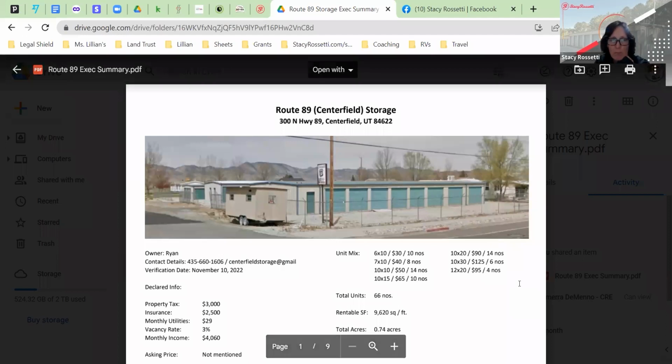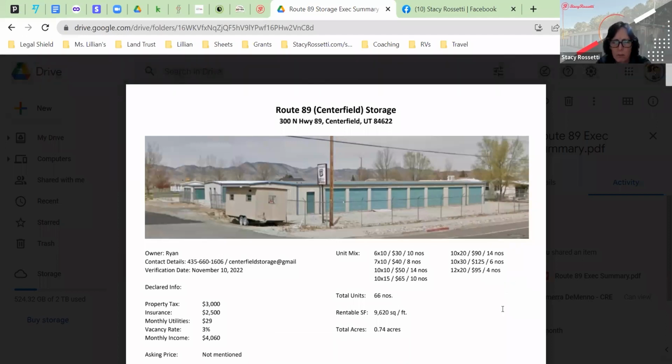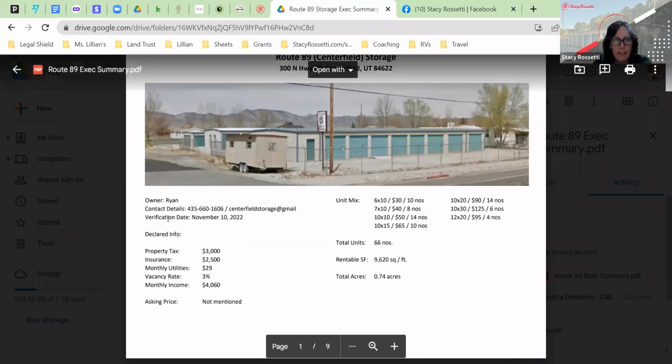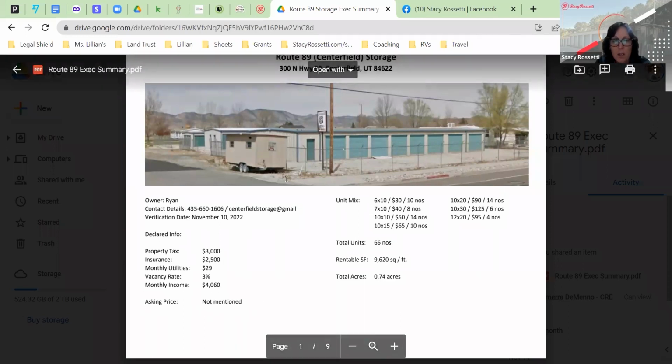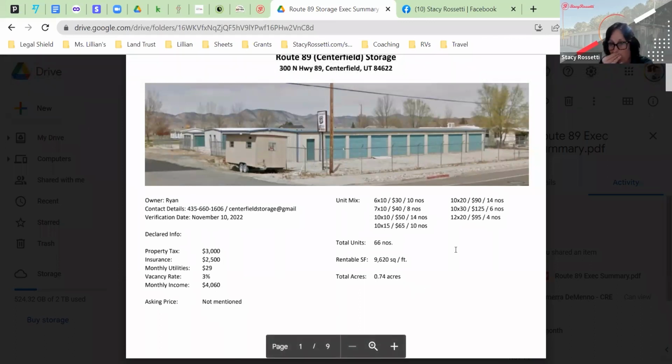Okay. And this is how Christian puts his together. All my virtual assistants are completely different in how they do it. But I can see the property. You can see the property taxes, insurance, monthly utilities, vacancy, monthly rate, and then asking price not mentioned. Okay. And then here's the unit mix. This is all the information that we ask from the owner. The total number of units is 66, rentable square feet 9,620. So it's almost 10,000 square feet. That's a pretty good size facility. It's on 0.74 acres.